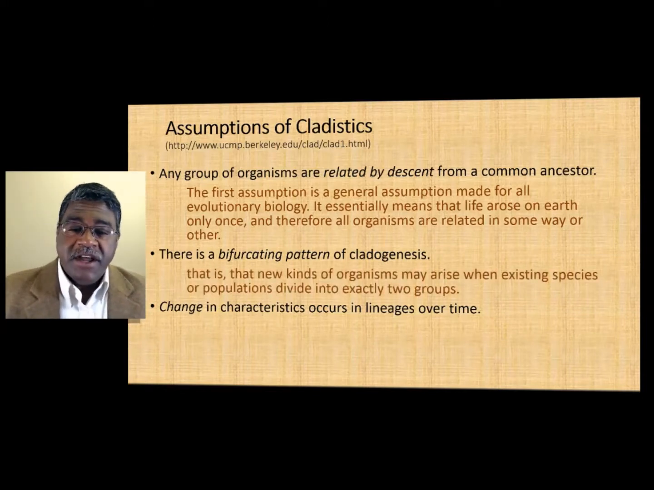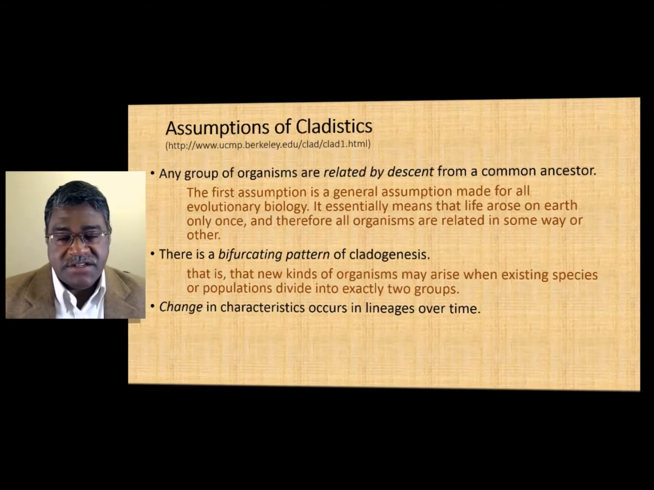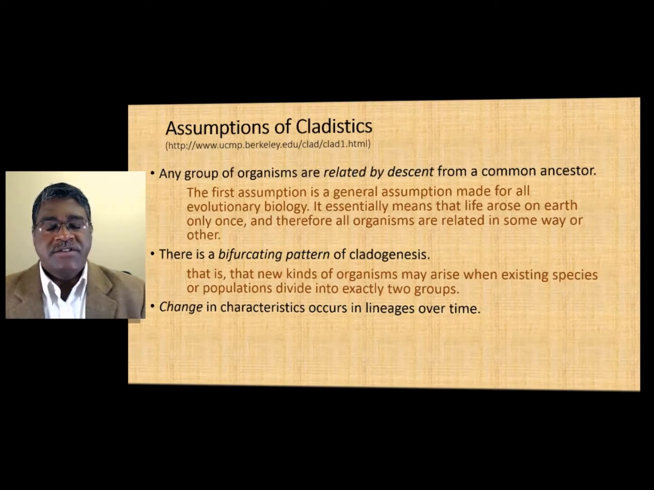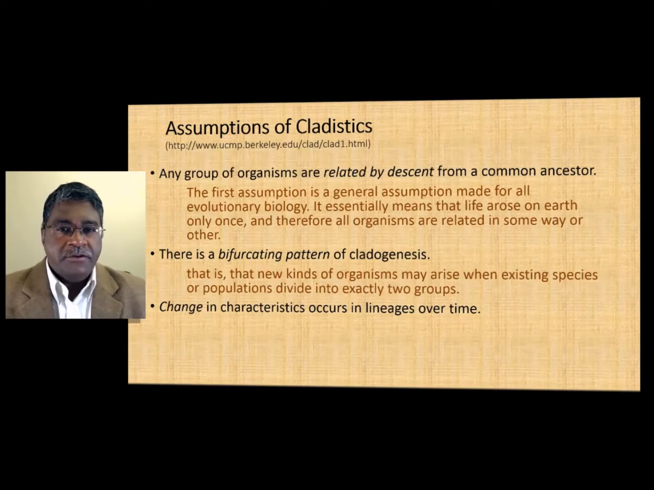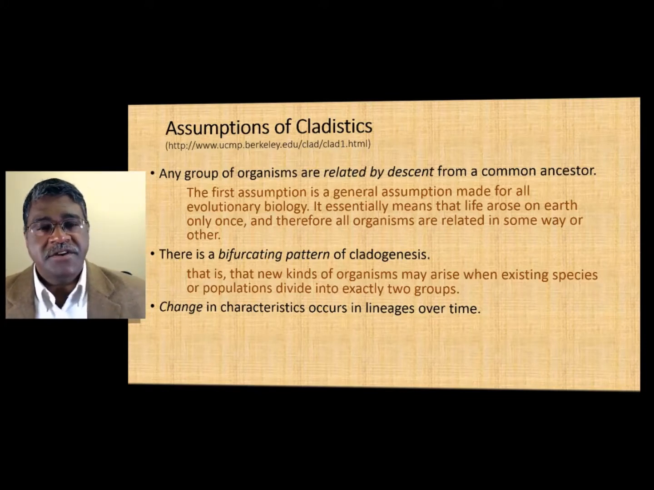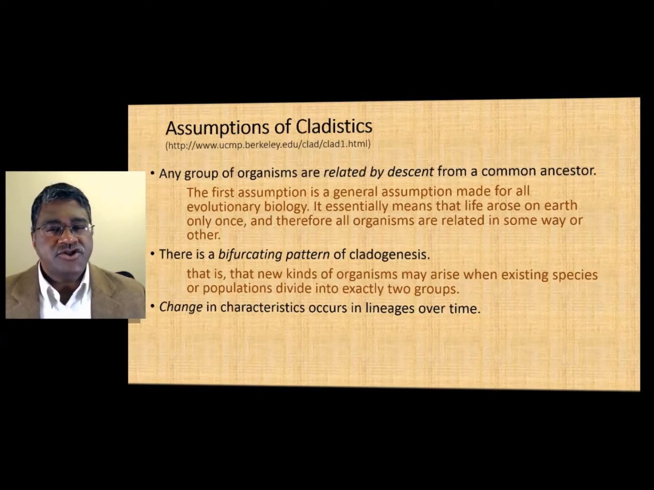There is a bifurcating pattern of cladogenesis, that is, new kinds of organisms may arise when existing species or populations divide into exactly two groups. So it's bifurcating. What happens is, now you might have a parent, and the parent splits into two daughters, and then these daughters split further into two daughters, and along the way there might be a relationship where the split occurs a little earlier, but it's always a bifurcating split. Always divisions by two.